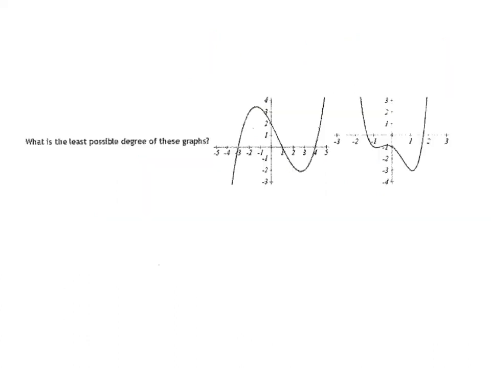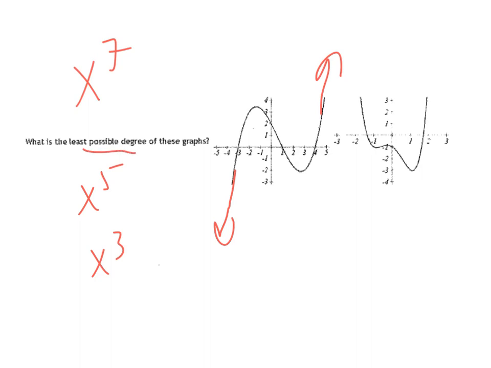How can I figure out the degree from the graph? Well, one thing I can do, I could look at this ending behavior, right? Well, that looks like it's an odd degree. Now, that means it could be something to the 5th power, it could be something to the 3rd power, it could be something to the 7th power. But because you're asking me for the least possible degree, I want to go with the smallest one, so 3. The least possible degree would be 3.